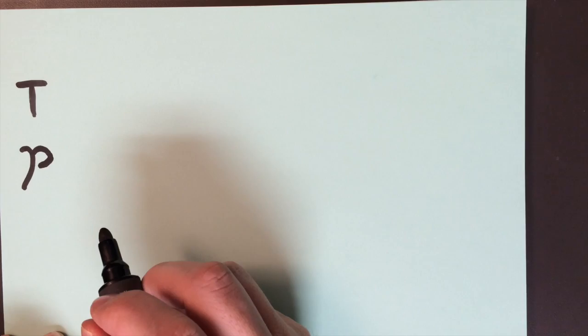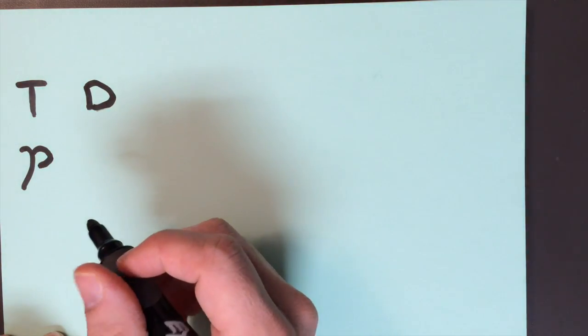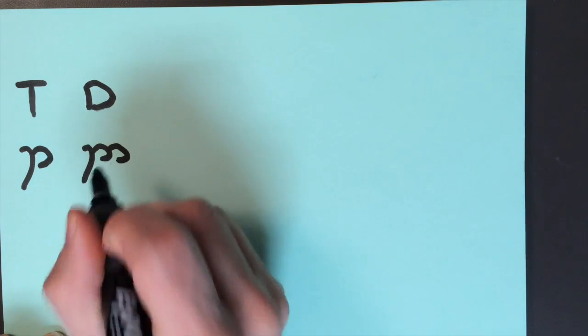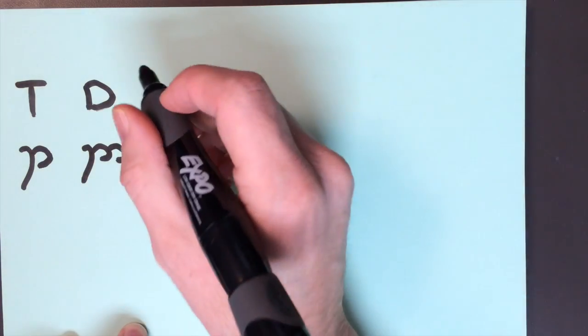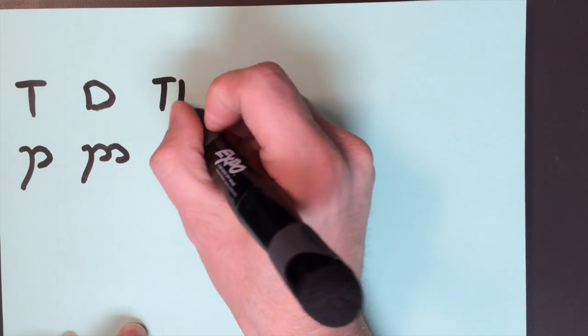The next one that we're going to be learning is for the consonant D. Draw it like so. The next one that we're going to be doing, there's two of them.